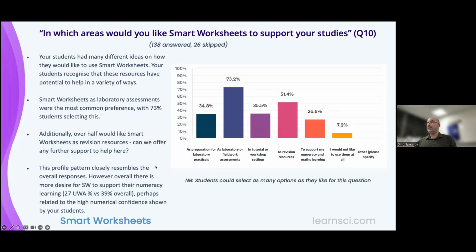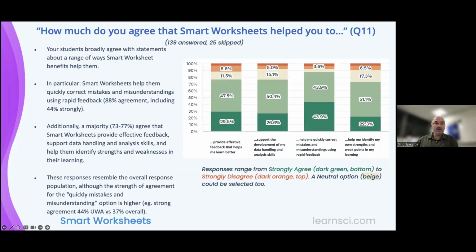And so these surveys have been conducted by LearnSci, and this is just some research that they've been doing. So some of them are using them as a revision tool as well. Most of them are using them as the lab assessments. That's what we asked them for. Okay. And so that was really great to see that they were using them.